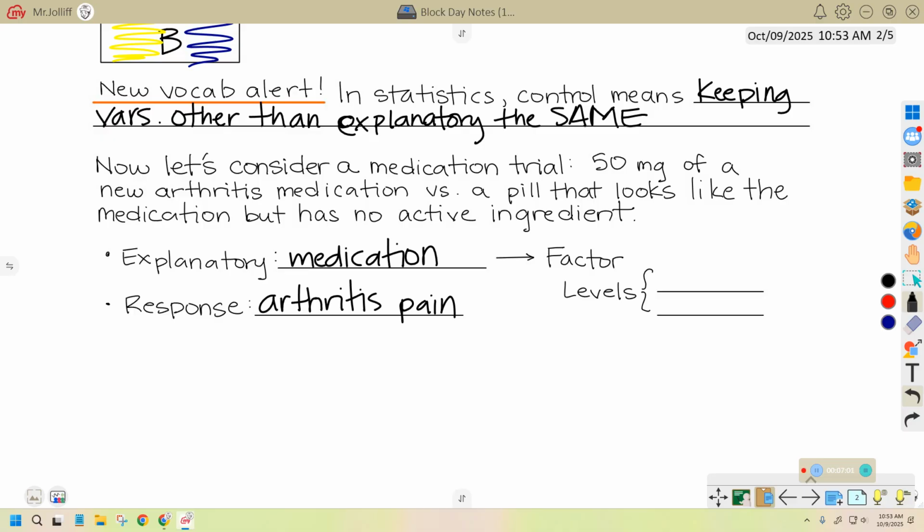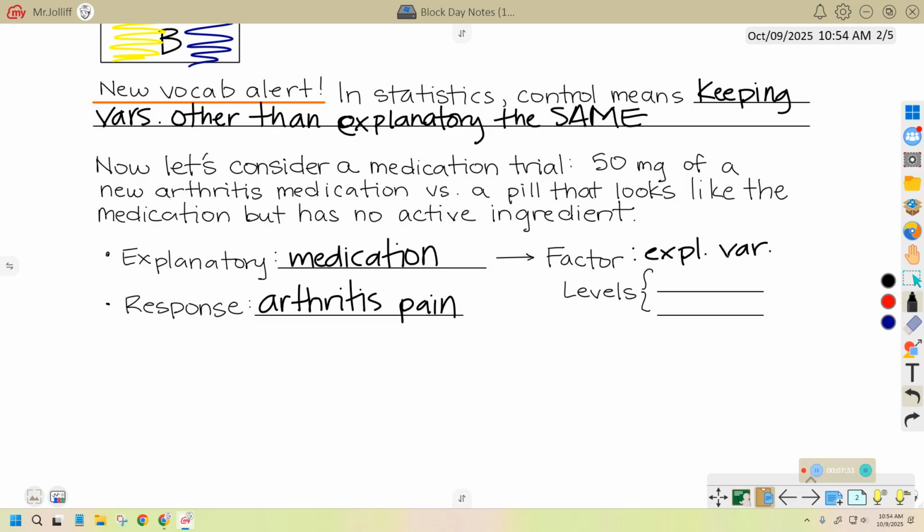So that was 3A, right? We're familiar identifying explanatory and response. We are going to see some new vocab. For each explanatory variable in your study, we call that a factor. So factors are explanatory variables. This study has one factor, the medication.